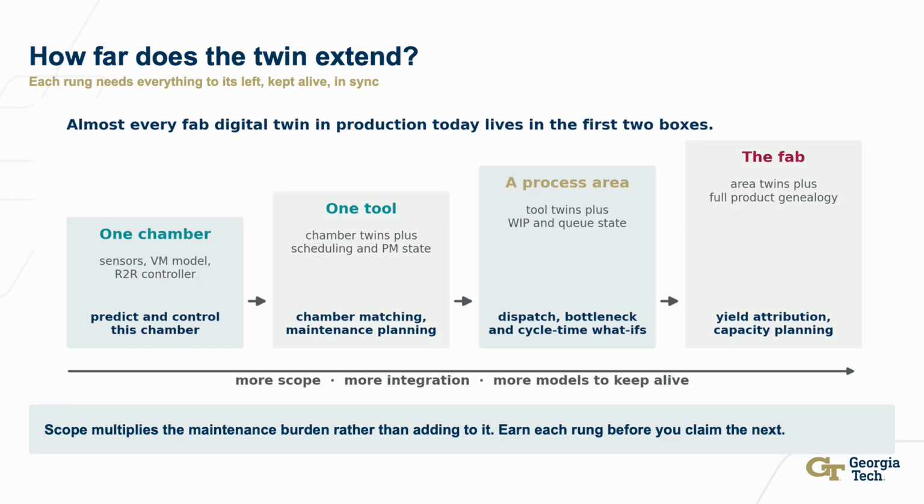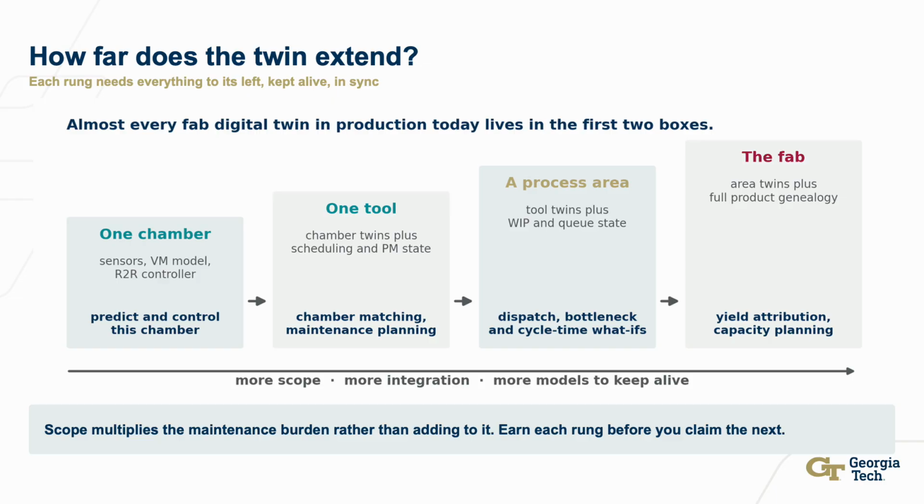And here is the part vendors skip. Each rung needs everything to its left kept alive and in sync. A fab twin containing a stale chamber twin is a fab twin that is wrong, and it will be confidently wrong about the lot you are deciding whether to ship. So the maintenance burden multiplies rather than adds. 40 models is 40 residual charts, 40 retraining triggers, 40 owners.